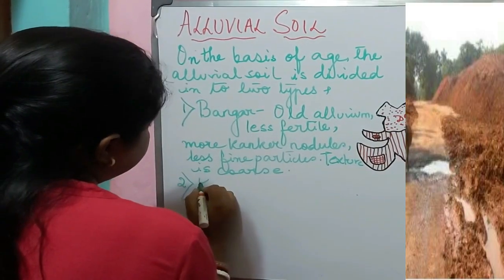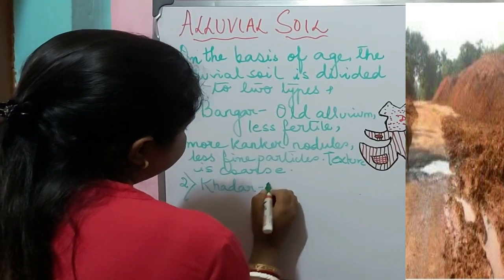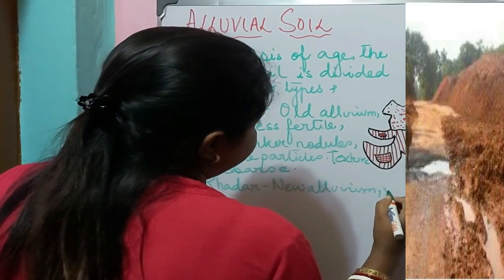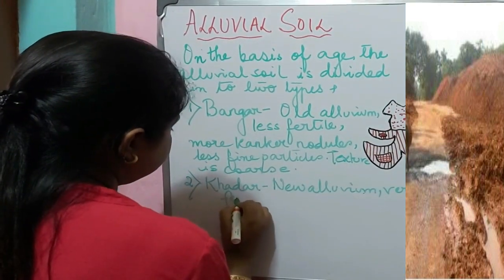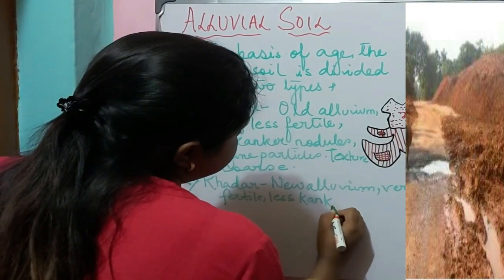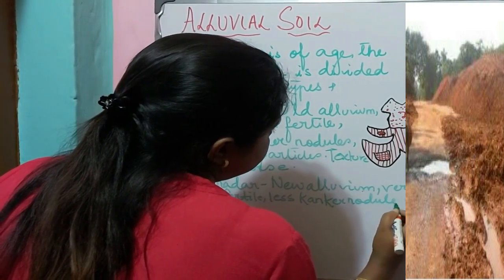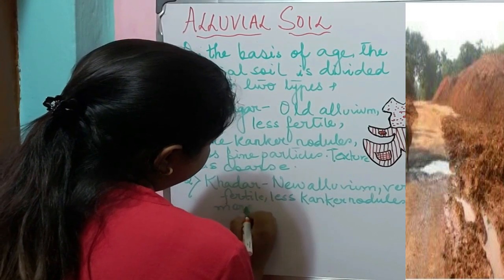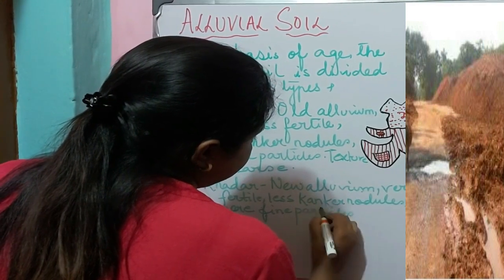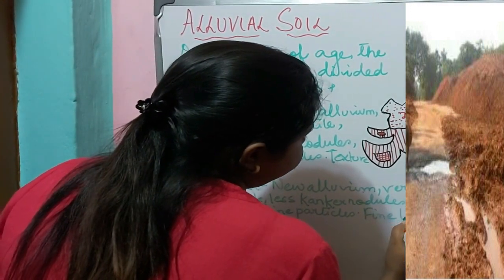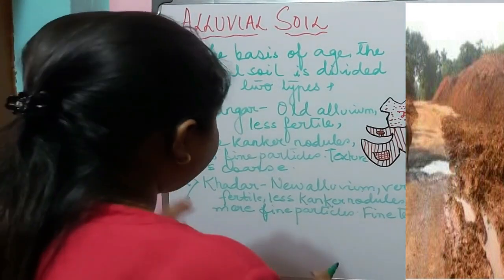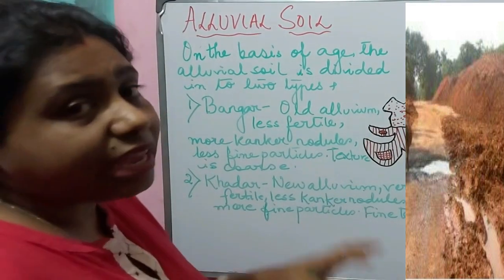And number two is the khadar, which is the new alluvium. It is very fertile, has less conker nodules, more fine particles, and the texture is fine texture. And the color of the khadar is new. Every year the khadar, that is the new alluvium, gets renewed.